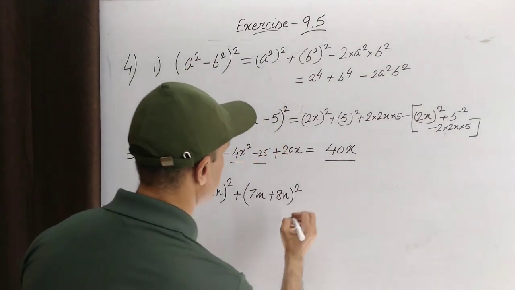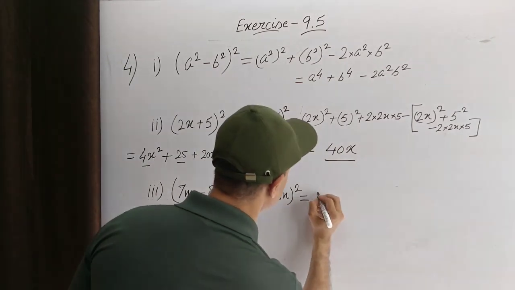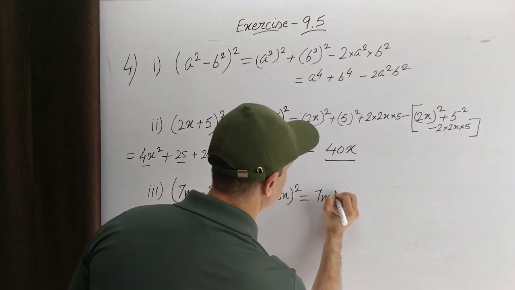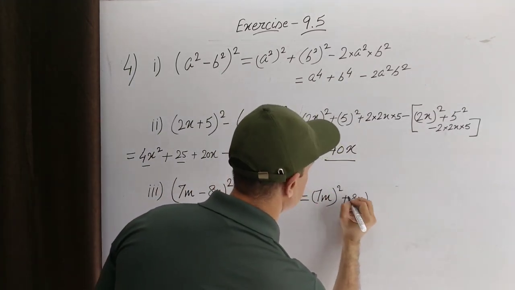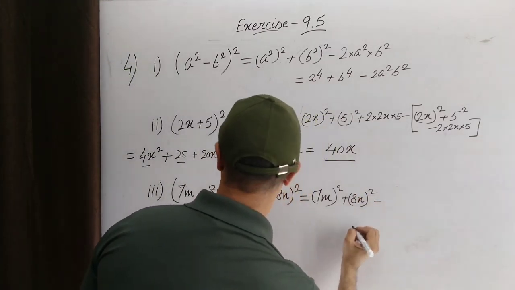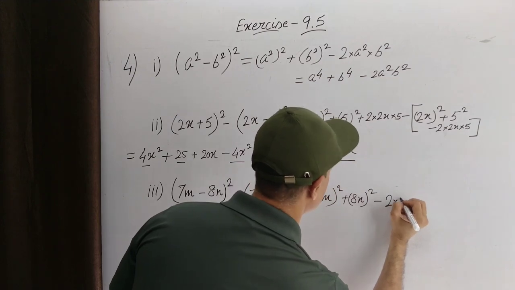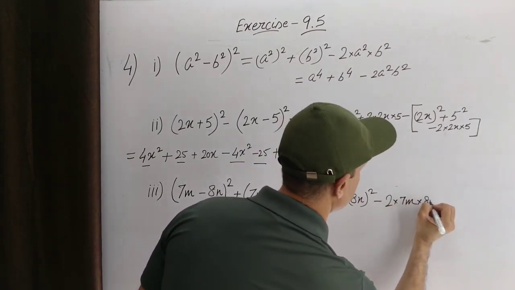In this case, this is a minus b whole square. So we write this as 7m square plus 8n square minus 2 into 7m into 8n.